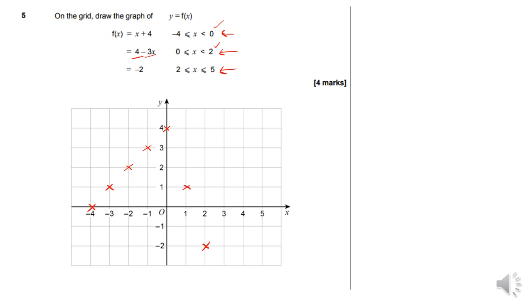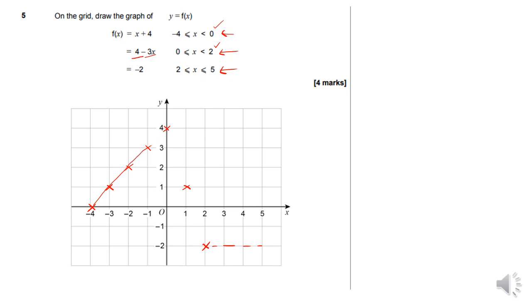Now between 2 and 5, it just wants it to be -2. So that's just going to be a straight line from that point. Now, I'm not going to be brilliant at drawing these as straight lines because of the equipment that I'm using, but you should join this up with a straight line and ruler.